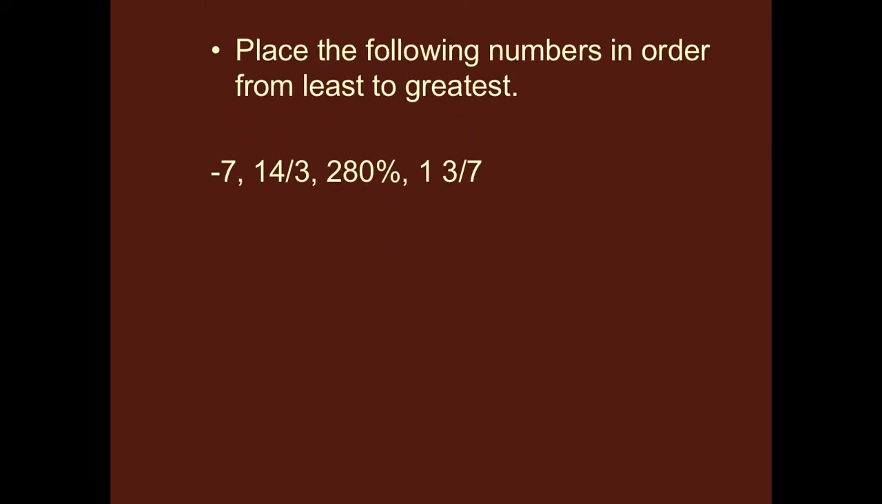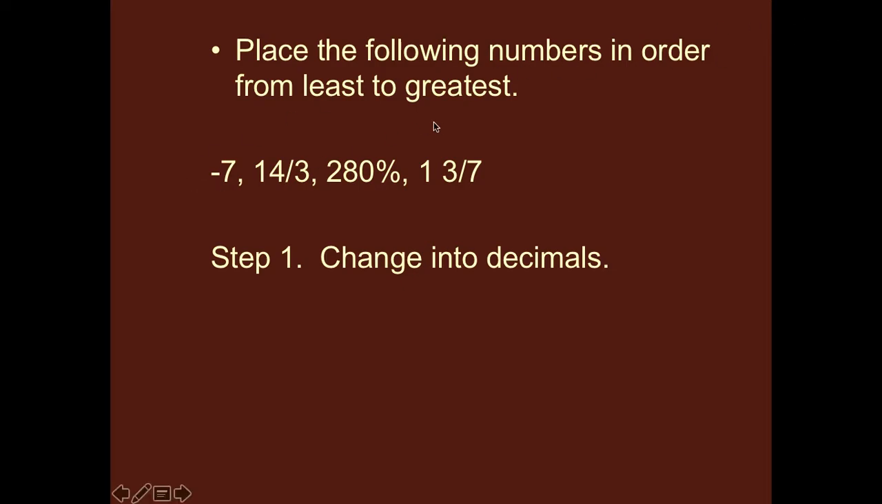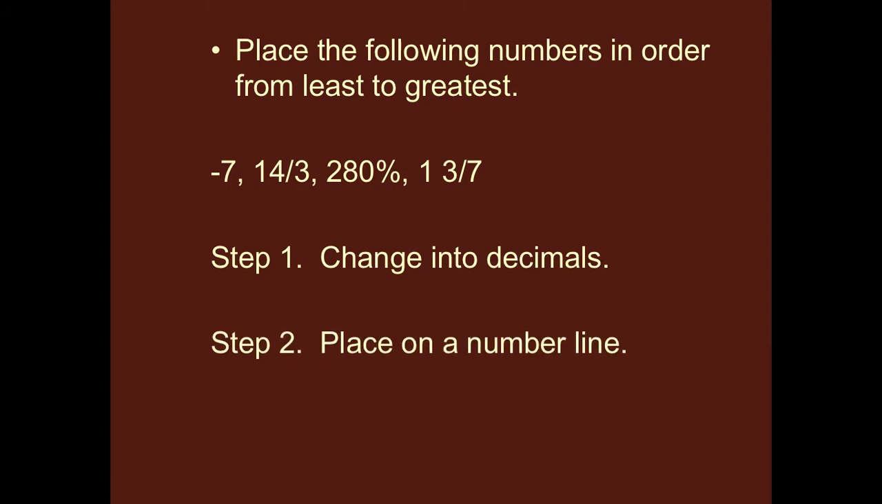Now we have to arrange these numbers from least to greatest on a number line. What are the rules and steps that we are going to follow? The first step is to change each and every number into decimals. This is the first and prior rule that we have to follow. Whatever set of numbers we have, we need to change them into decimals. Then place the numbers on the line.